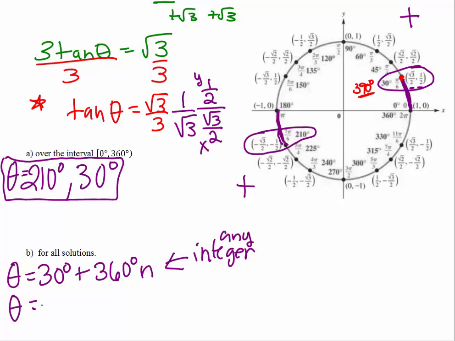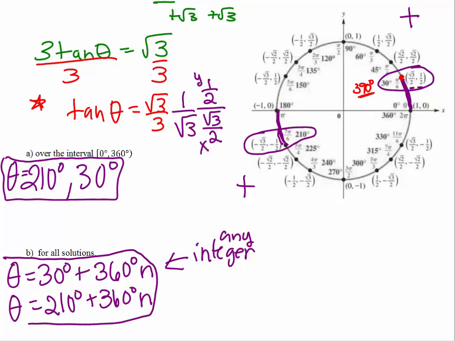And we could also do the same thing for 210 degrees. So we take that angle and add all possible integer multiples of 360. So that would give all possible solutions that have that positive tangent value. Now, there is a more efficient way of writing this.